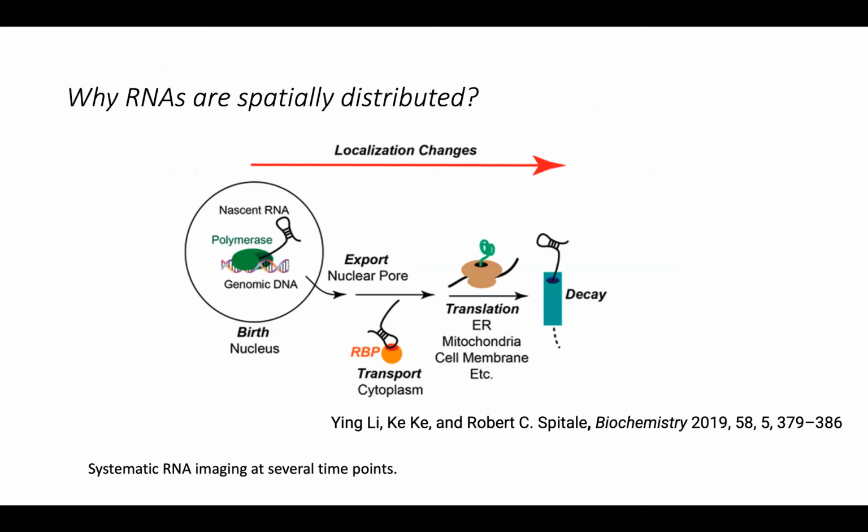To understand why the RNAs are spatially distributed in the cell, we want to revisit the lifetime of the RNA in a cell. We found that it's the process of transcription, transportation, as well as translation. So if this is the lifetime, then at different time points the RNA should be in different locations. In that way, I think it's very necessary to conduct systematic RNA imaging at several time points. In other words, we want to take a snapshot of the RNA positions in a single cell.